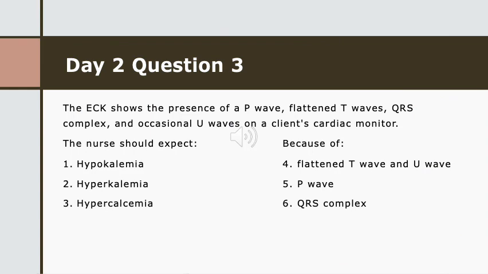Day 2, question 3. The ECG shows the presence of a P wave, flattened T waves, QRS complex, and occasional U waves on the client's cardiac monitor. The nurse should expect 1. Hypokalemia, 2. Hyperkalemia, 3. Hypercalcemia, because of flattened T wave and U wave, P wave, or QRS complex.